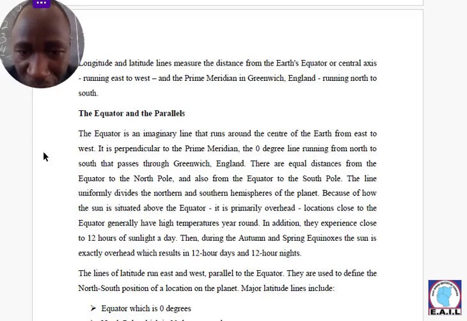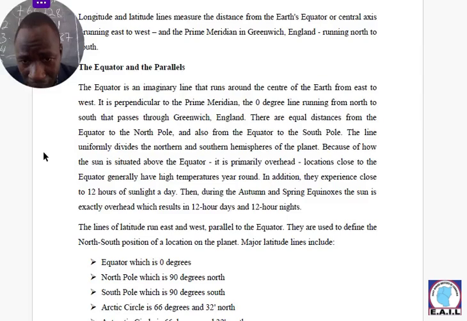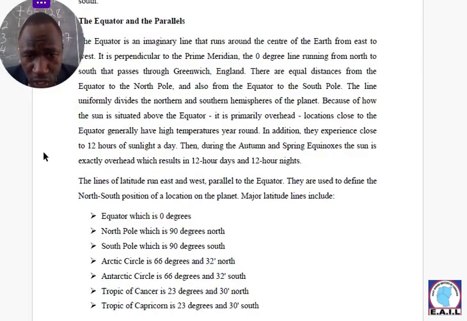When we proceed, they also say that the lines uniformly divide the northern and southern hemispheres of the planet Earth. In other words, the equator divides the Earth into two equal halves. That is what we call the northern hemisphere and the southern hemisphere. When we proceed below, these lines of latitude run from east to west, parallel to the equator. They are used to define the north and south position of a location on the planet.